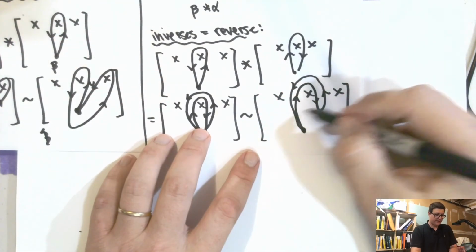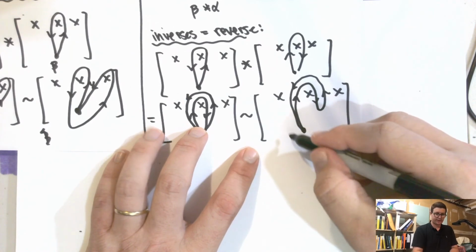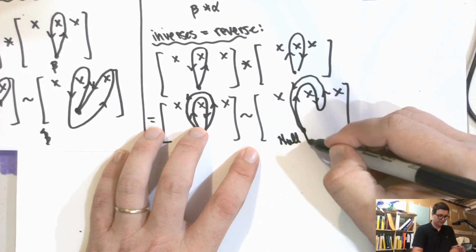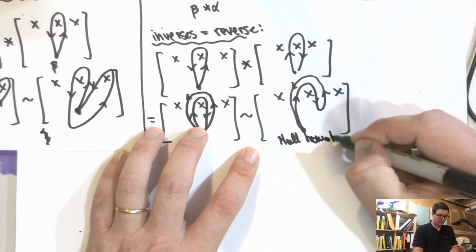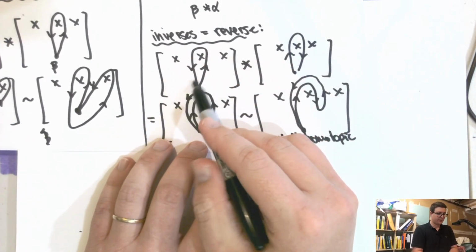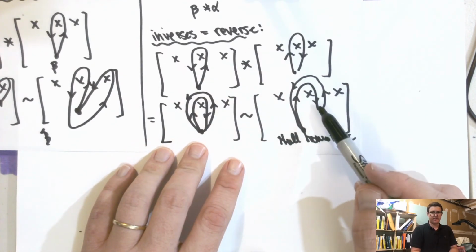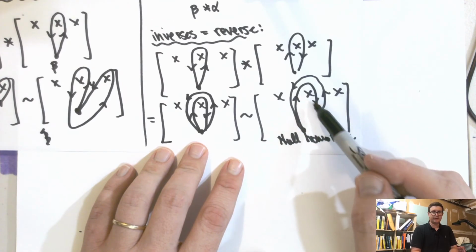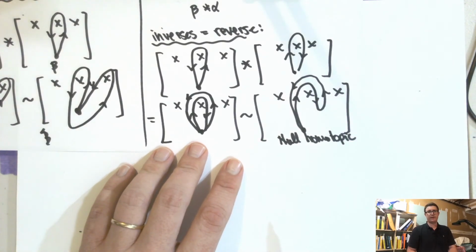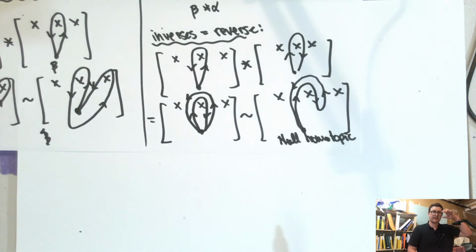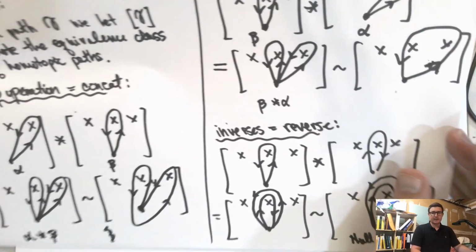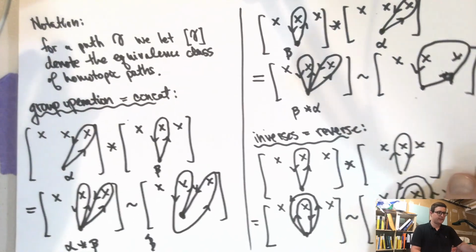Then this one here is null homotopic. That's a null homotopic path. If we take this path and then do its reverse, we get something like this, and only the endpoints are pinned. So we can lift up that middle point and move it around and get something homotopic to the identity of our group. The identity of our group is the constant path. All right, so now we have a group.